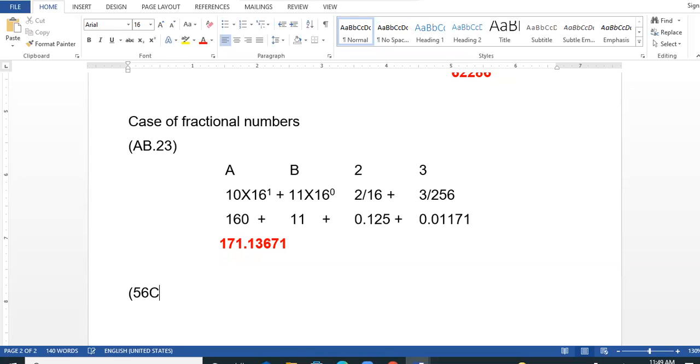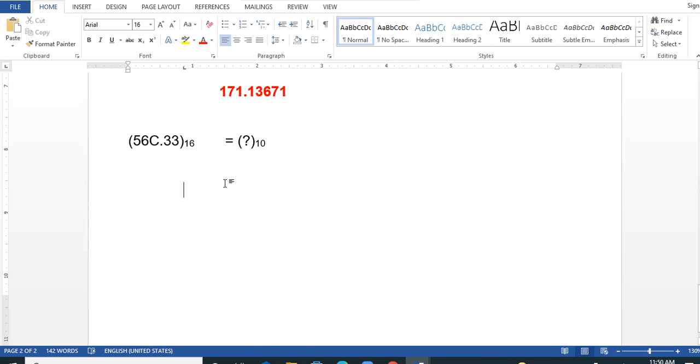Now I give you a question: 56C.33 to the base 16 to be converted to decimal. Yeah, please do it. Hurry up, please be fast. I'm waiting for you people. 56C.33 to the base 16 to be converted to decimal. Hurry up, please be fast. 56C.33, ye ho gaya.